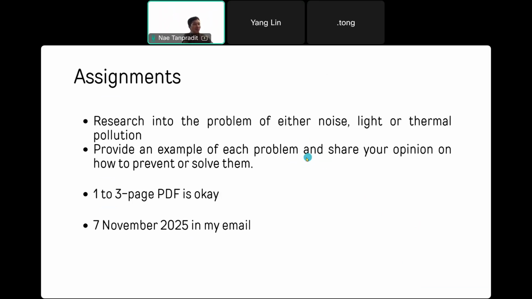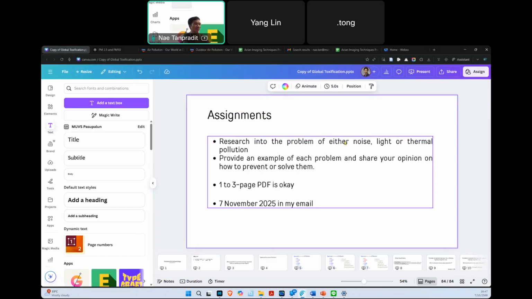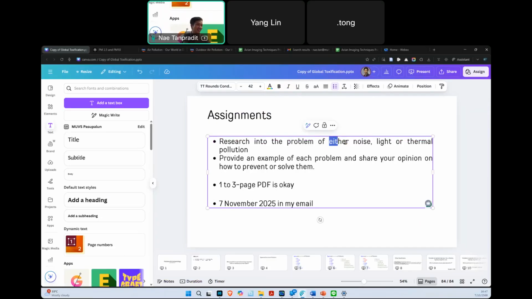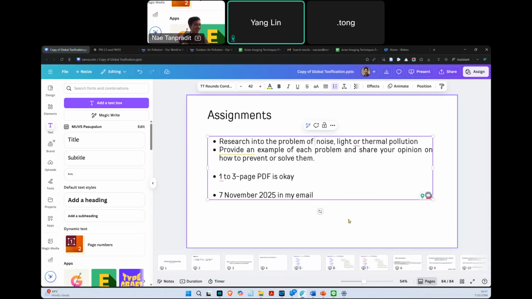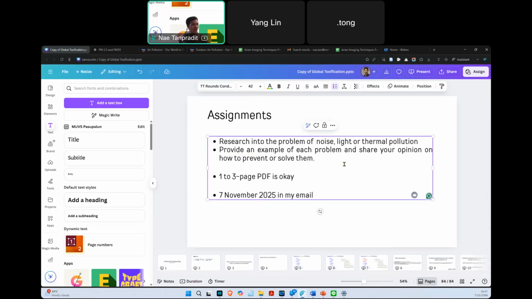Just need to select one, right? No, one for each: one noise problem, one light problem, one thermal pollution problem. Yeah, just a short one. Just give me an example and your opinion on how to solve or prevent them in the future. Because these three we are not getting into in detail, so maybe it's your time to research.